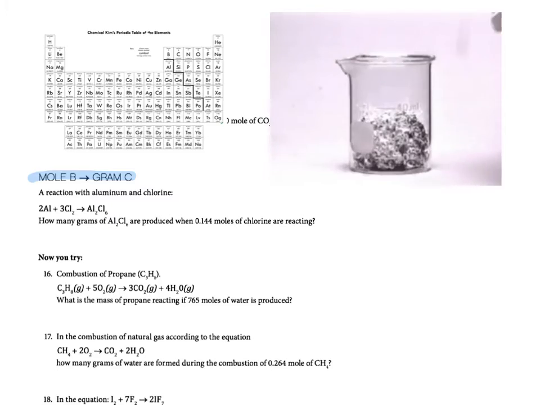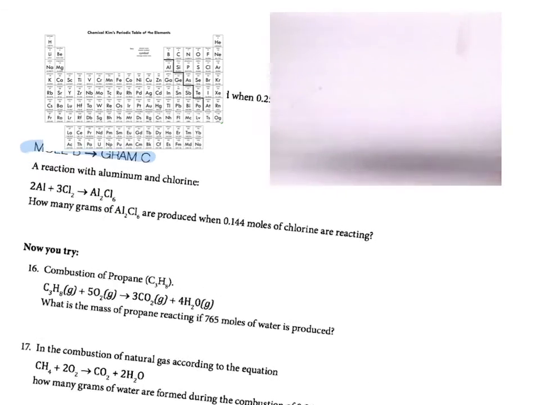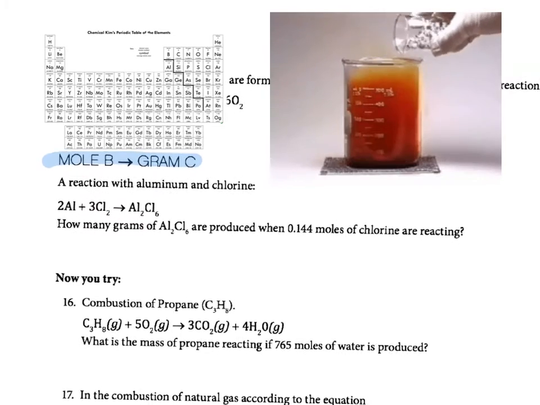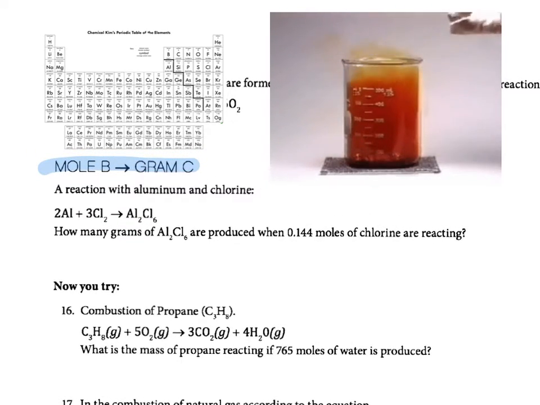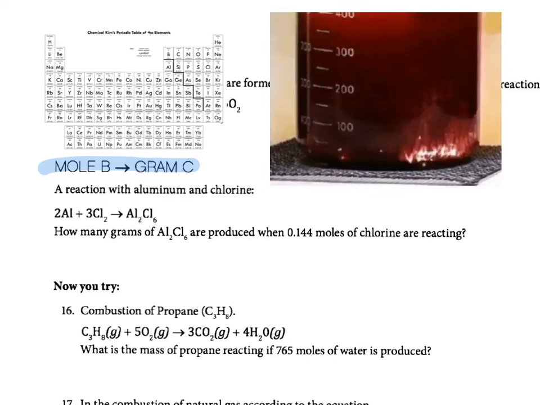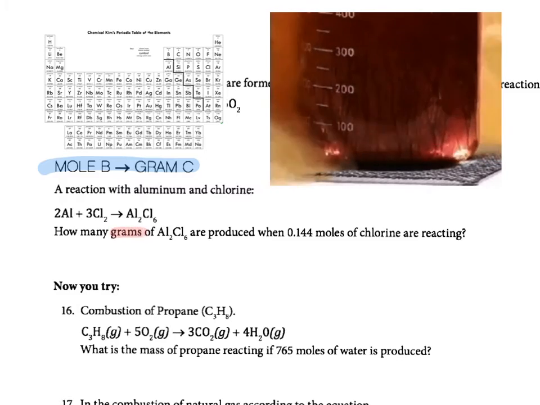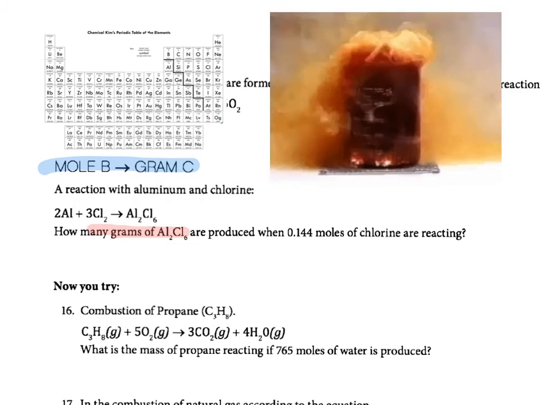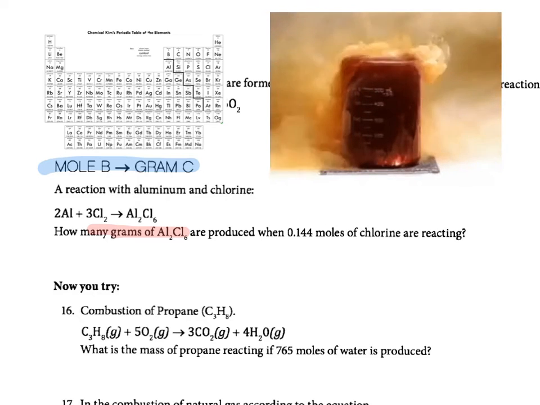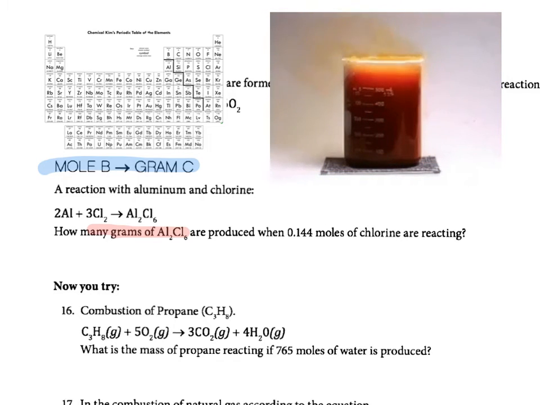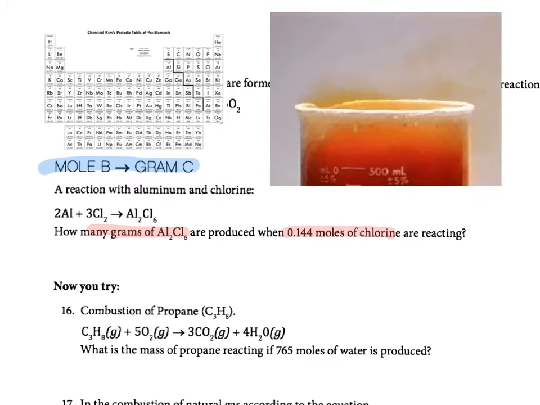Okay, so now for the next example. In this example, we're looking at the reaction between aluminum and chlorine. And this is a given mole quantity, find a gram quantity. And this question says how many grams of Al2Cl6, so I'm trying to find the grams of Al2Cl6, are produced when 0.144 moles of chlorine are reacting. So I'm given 0.144 moles of chlorine. So it's the relationship between Al2Cl6 and chlorine. So I'm going between those two materials in this balanced equation.